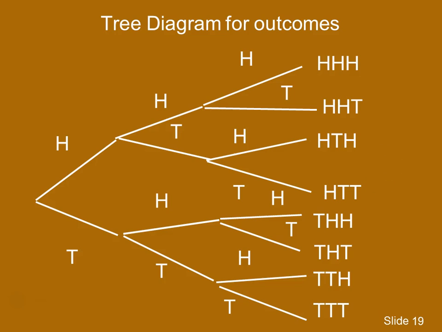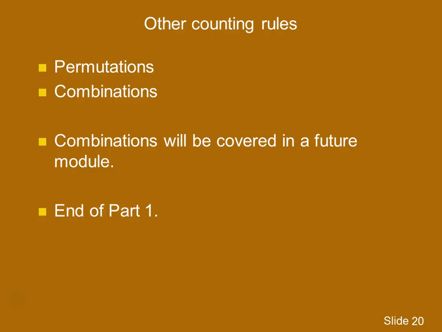So sometimes, as I said, tree diagrams can be useful in counting the number of outcomes. They can also be used in some cases to help solve probability problems. There are other counting rules. Some of you may have had these in mathematics, permutations and combinations. Combinations will be covered in a future module, so rather than do them here and again later, we will cover them in a future module.